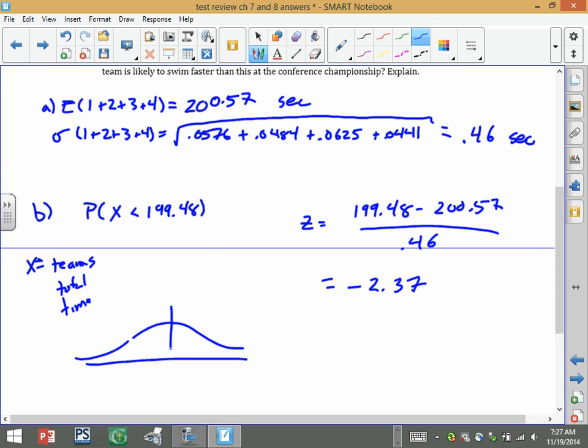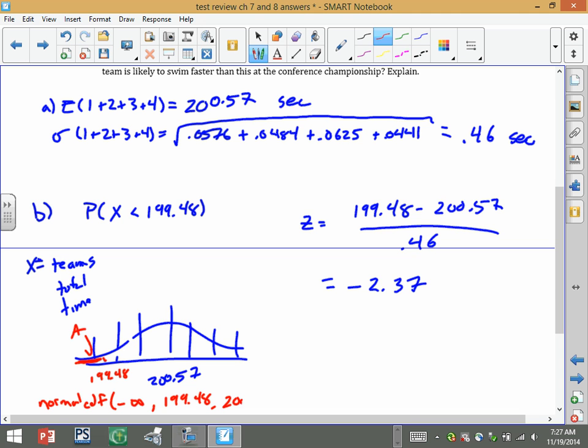But if we take a quick look at a normal curve, which should be centered at 200.57, so we're pretty far below, over 2 standard deviations away. Not very likely. Let's go ahead and find the area. All right, so the normal CDF from negative infinity up to 199.48 with a mean of 200.57, standard deviation of 0.46. So the actual likelihood of that happening is 0.009. So basically just under 1% chance that they actually swim better than their season best at this point in time.